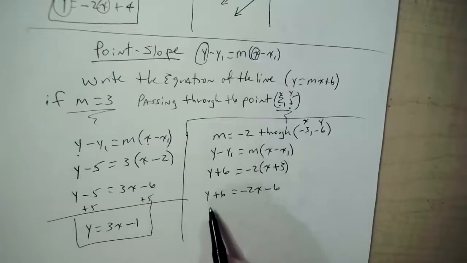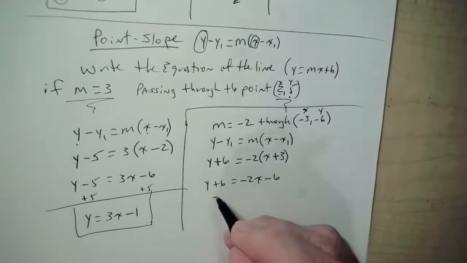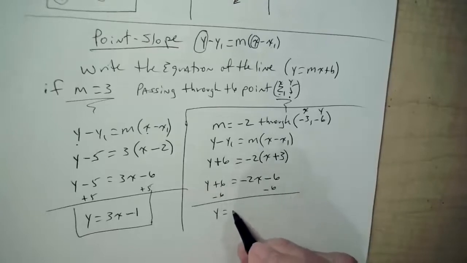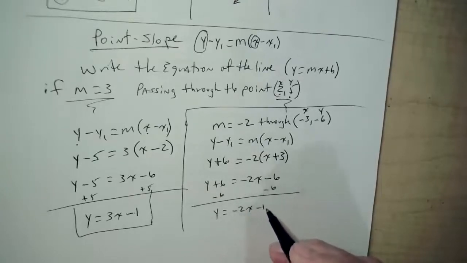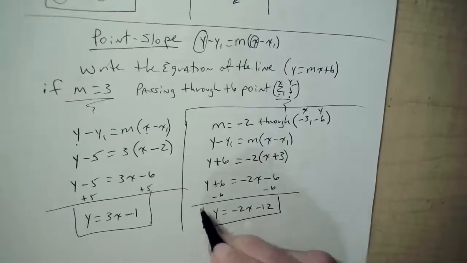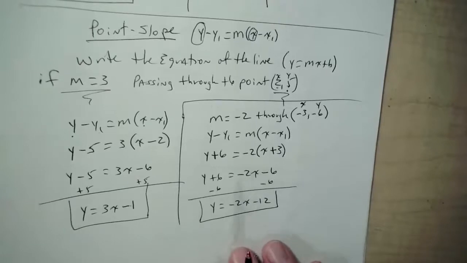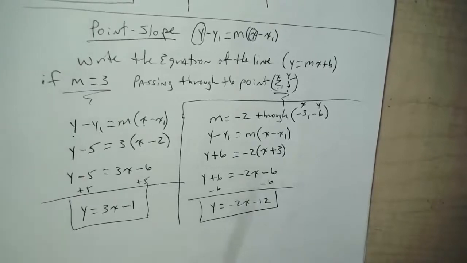Right? Right. Now again, we want y over here by itself. So we subtract 6 from each side. Y equals negative 2x minus 12. Signs are the same here, so we add, keep the same sign. What could be more fun?